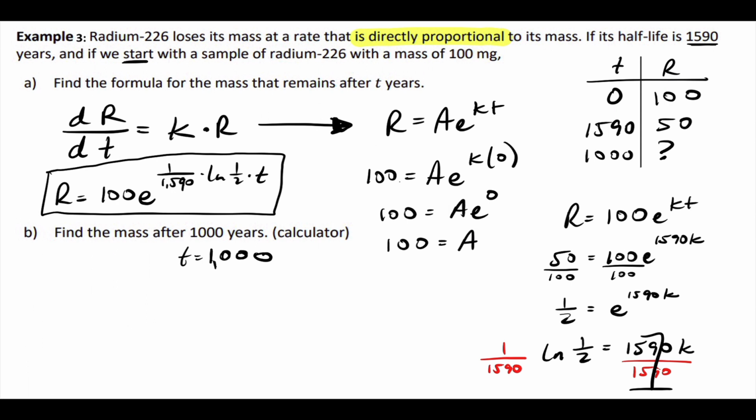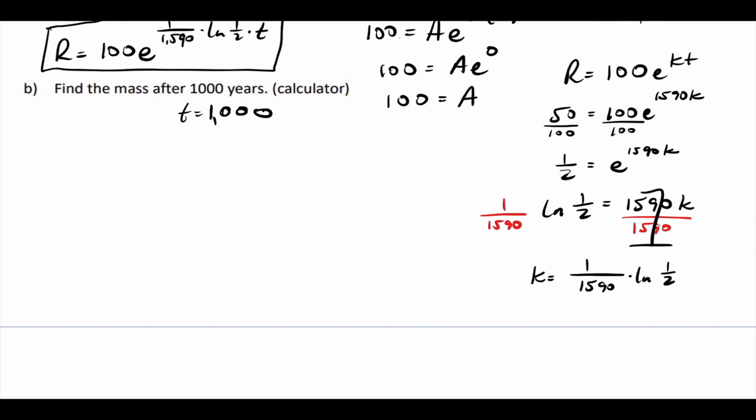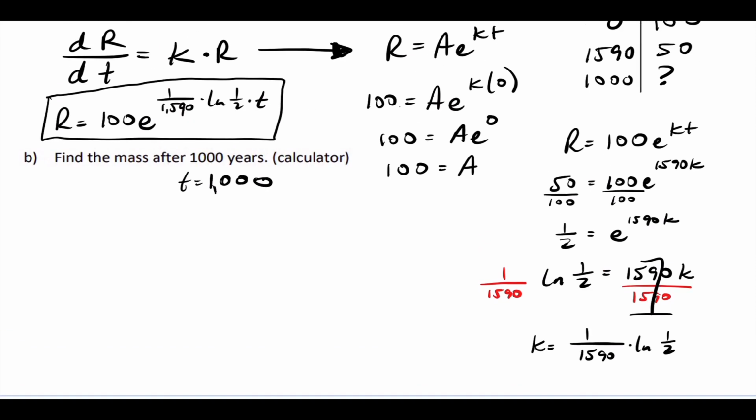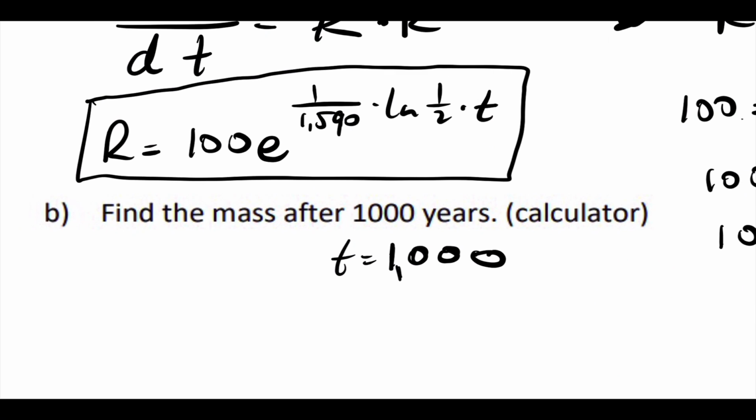Okay. So we found part A, I believe. We found K, right? K was 1 over 1,590 times the natural log of 1/2. Then I put it back. That's the answer to part A.